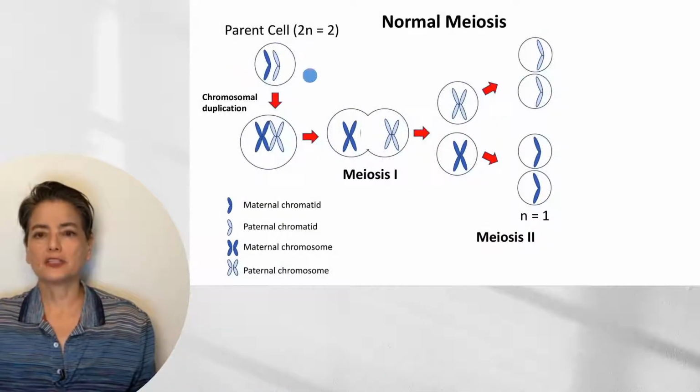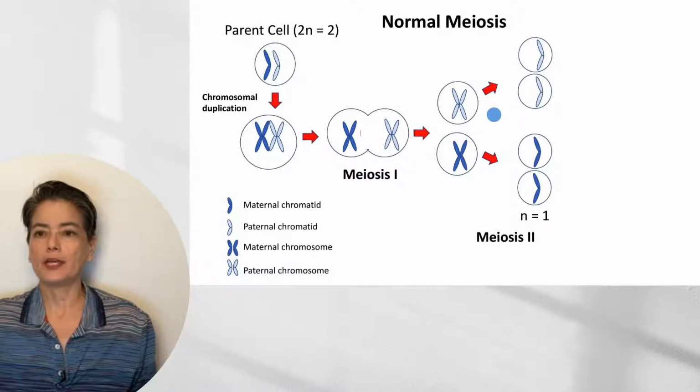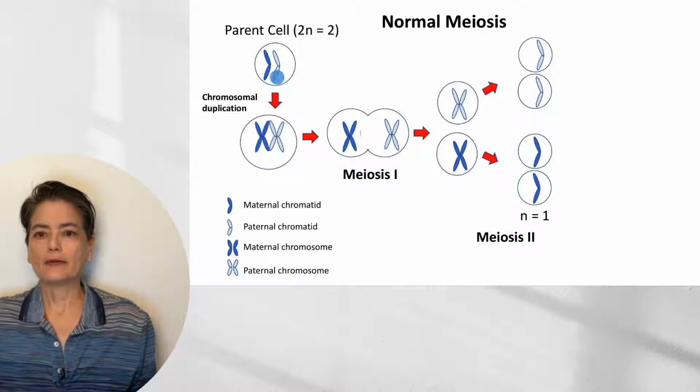So this is just an example with a parent cell with a 2n equals 2. In meiosis, we're going to get duplication of our genetic material. And then as we go through meiosis 1, we're going to get cell division with one chromosome going to each daughter cell. Then to form gametes, we will have cell division again without replication, yielding n equals 1. So we have our 2n to our n cells.